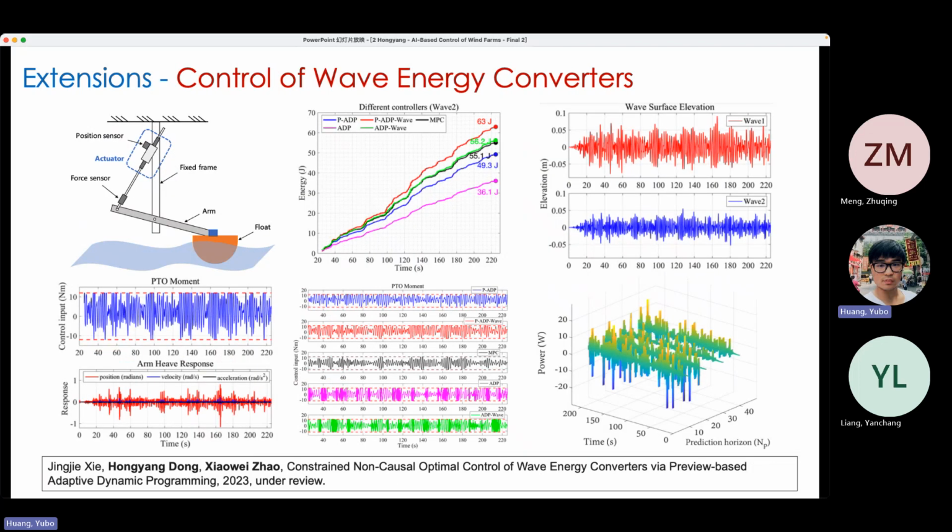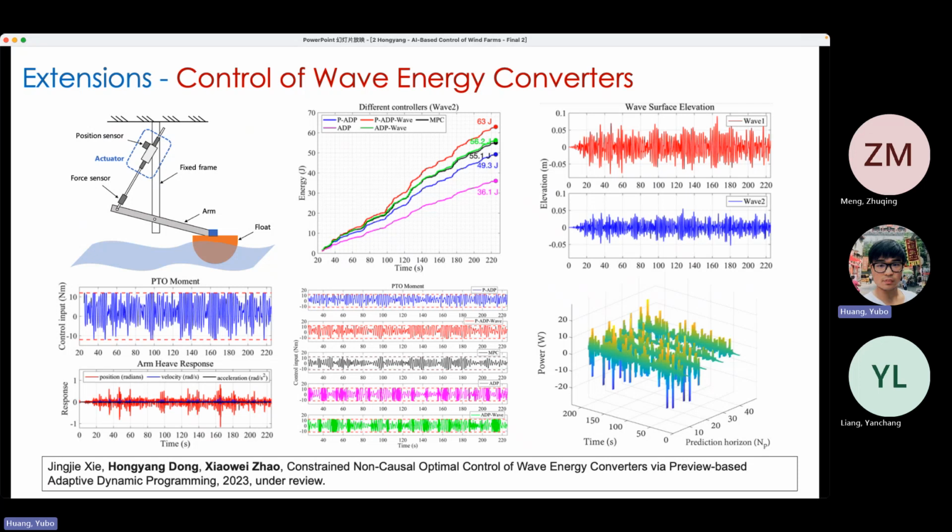And another quick example is the control of wave energy converters. So here we apply reinforcement learning to try to extract more power from a wave energy converter. And the special design here is that we can incorporate the future prediction data of wave. And the figure here can show the performance of our results.